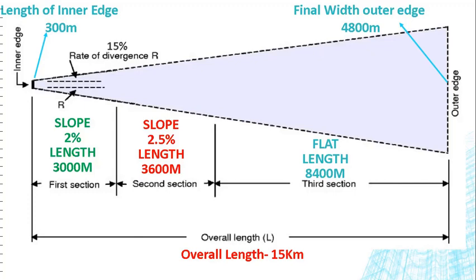And as the aircraft is approaching from the right side, it will descend and land. The slope is 2% for the first section, which has a length of 3000 meters. Thereafter, the slope increases to 2.5%, with a length of 3600 meters. After this, the third section is flat. So the second section has a slope of 2.5%, and where it has reached, it will become flat.